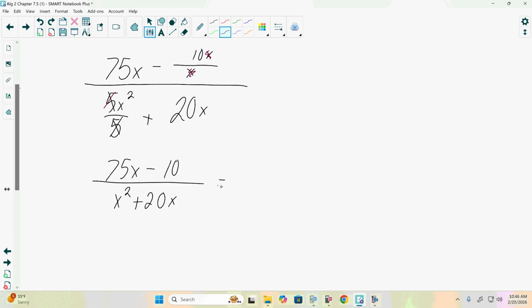Yep. Now at this point here, 5 is the greatest common factor on top, because that would give us 15x minus 2. On bottom, we have a greatest common factor of x, giving us x times x plus 20.